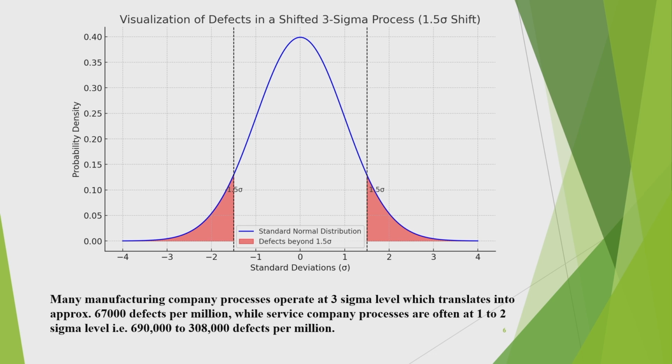If you want to be specific about how this figure of 67,000 defects per million has come in 3 sigma, then you can see the standard normal distribution curve and you have to see the area. We assume that the process may have a 1.5 sigma shift. So the mean is placed here and we see the area between plus 1.5 sigma and minus 1.5 sigma, and beyond that is the defect. Like that we calculate.